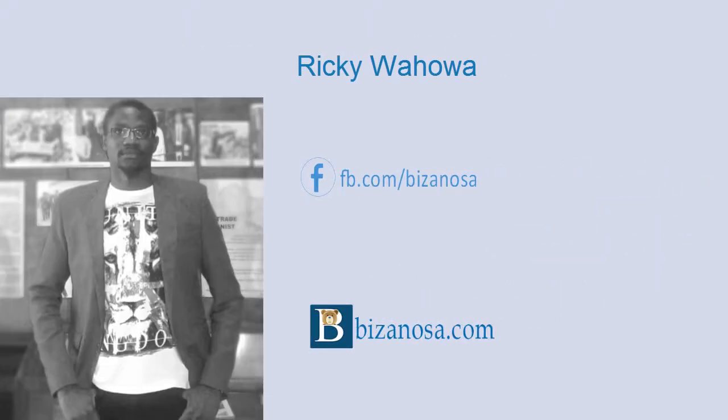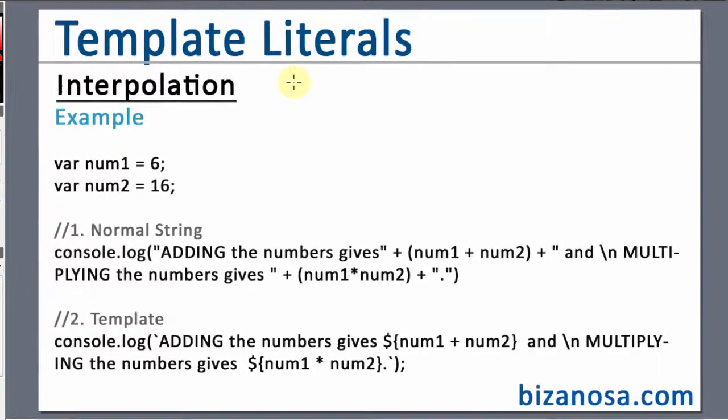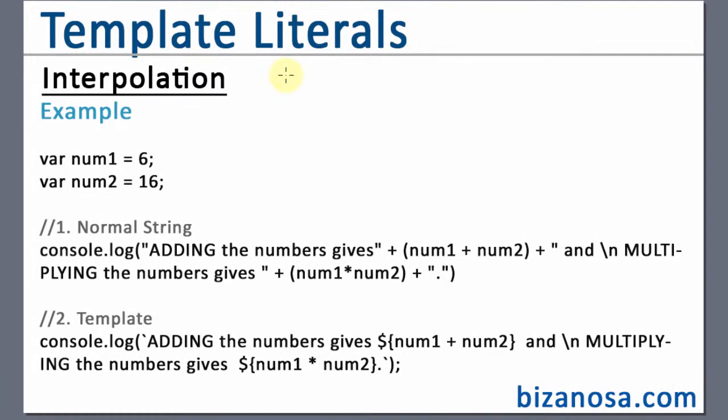So in the last video, we looked at multi-line strings. And in this video, let's look at how you can do interpolation using template literals in ES 2015. So let's say you have two variables, and maybe you want to do some kind of arithmetic operation. While you're doing that operation, you want to add those numbers and use them within some statement.